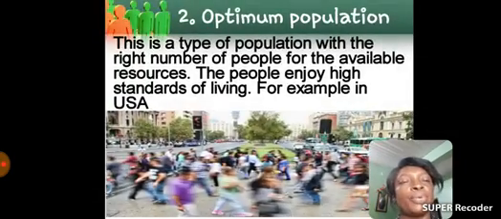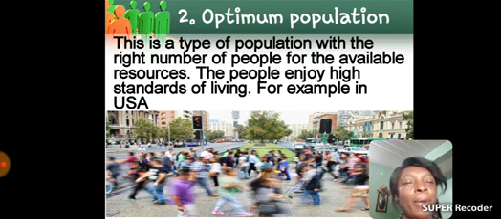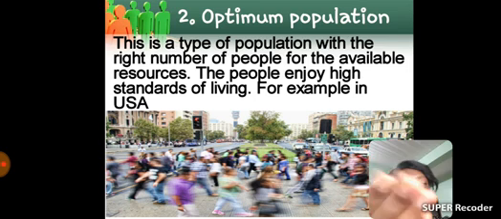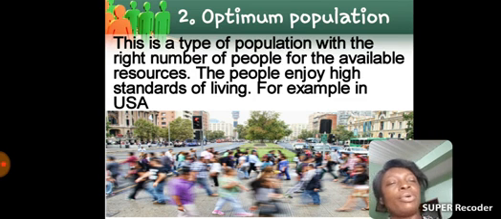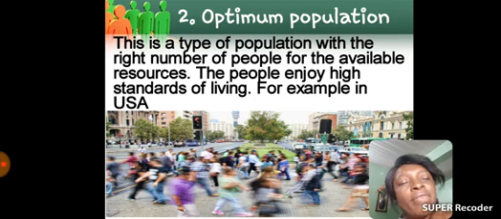Number two, we have optimum population. Now, this is a type of population with the right number of people for the available resources. It means that if put on a scale, they will be on a balance. There will be a balance between the number of people and the available resources. So we have as an example the US, that's the United States of America.